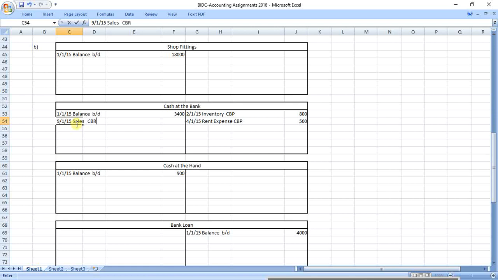Cash book receipts. So I'm using CBP now. CBR because it's a receipt, not a payment. But how can we use payments? Okay. How much was it? Yeah, what was it? 17. Okay.